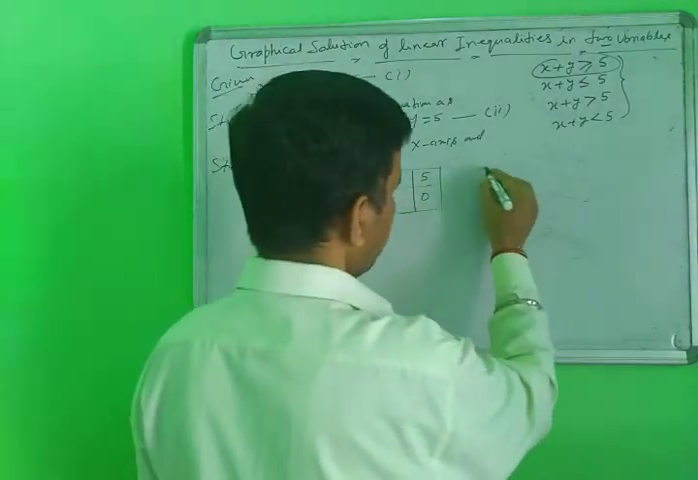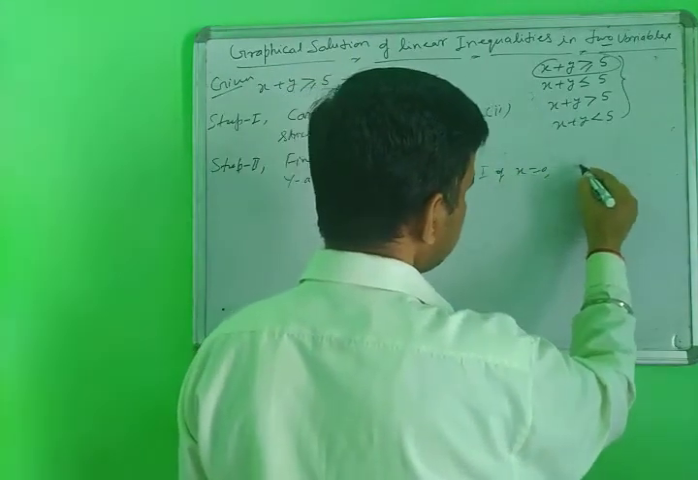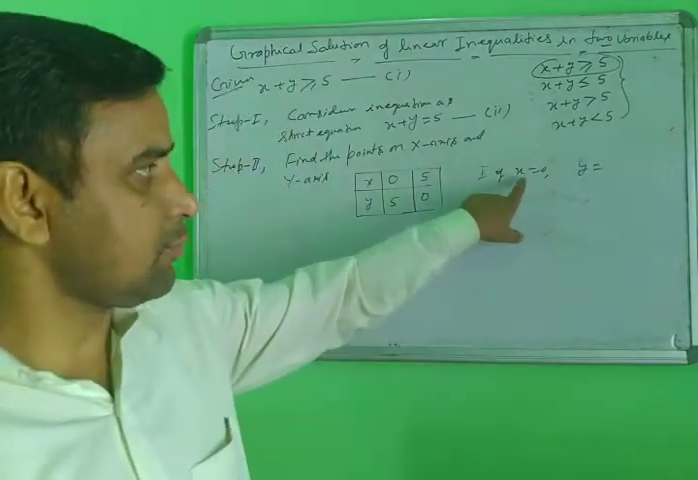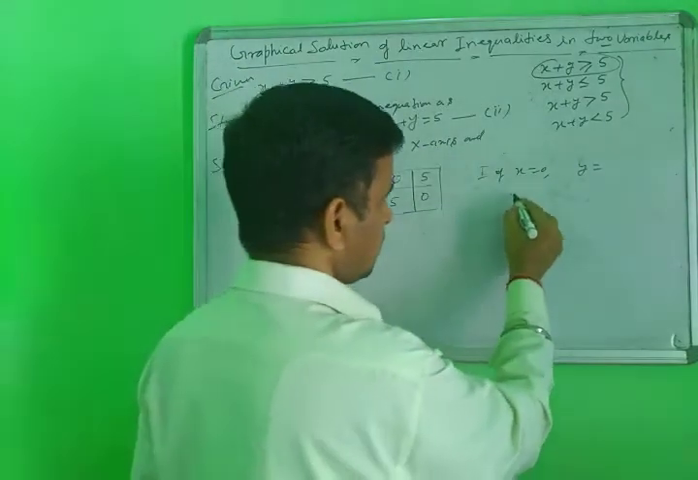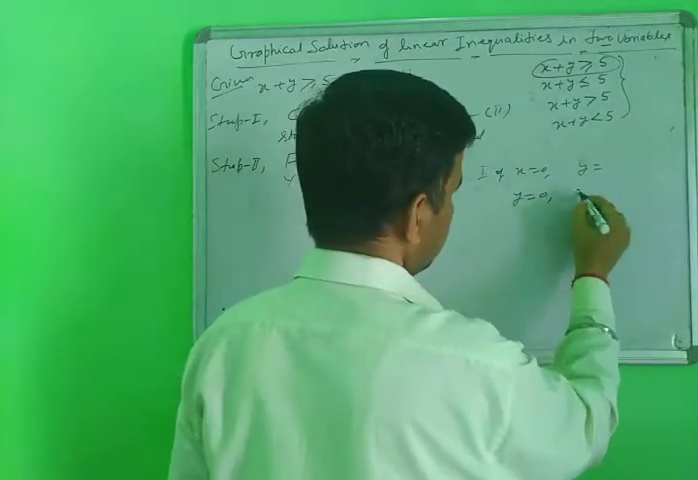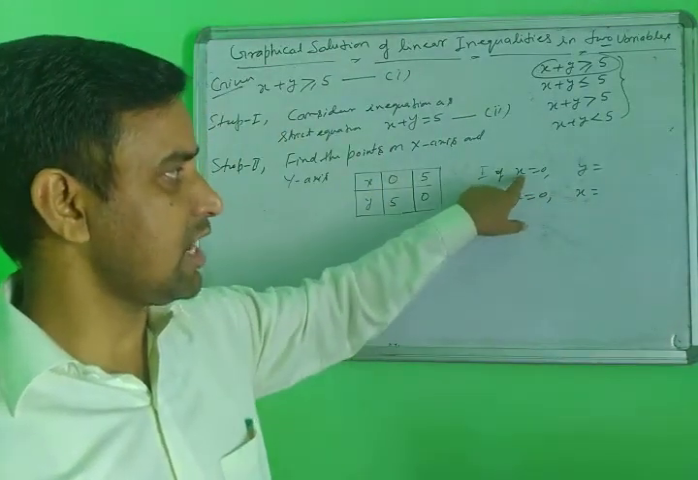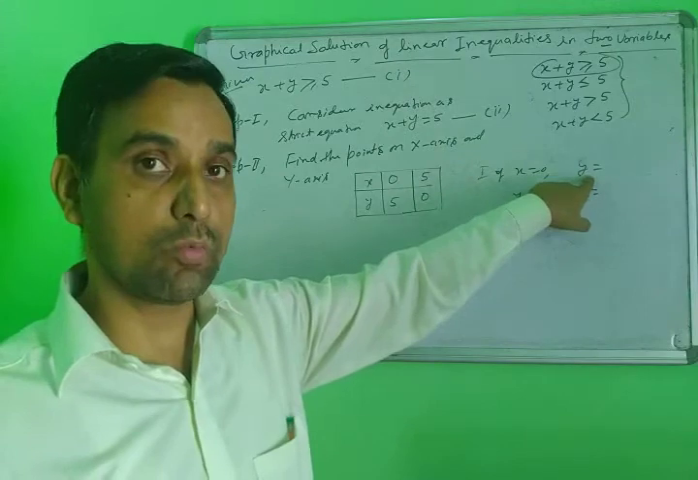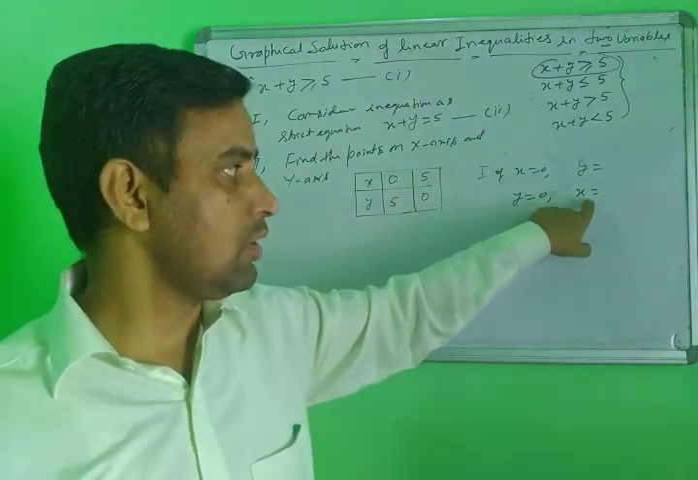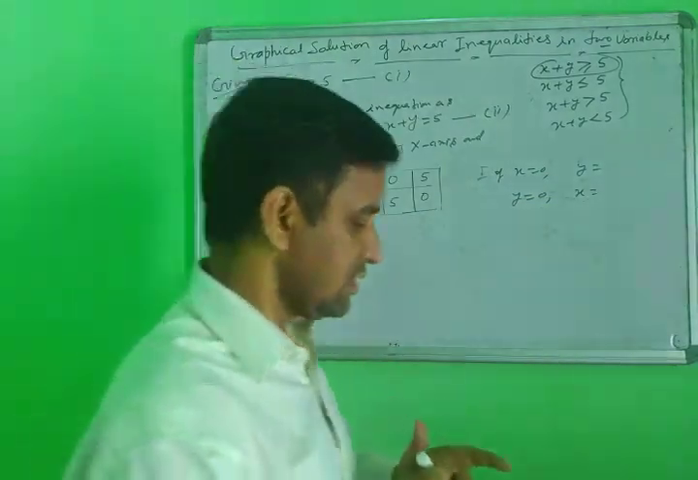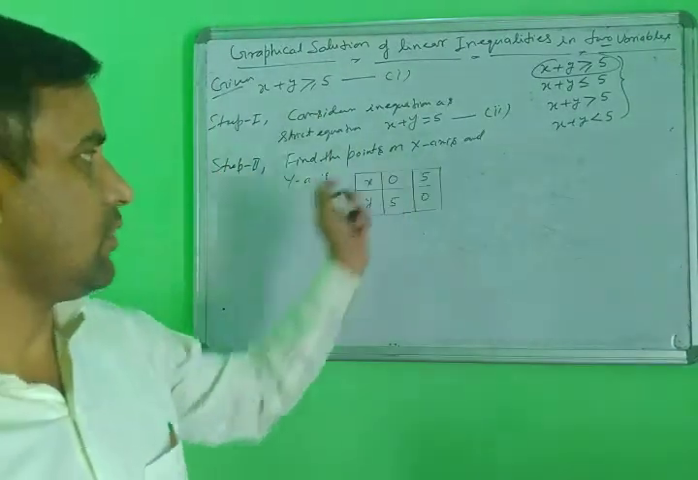If you are putting x equal to 0, that means you are finding the value on the y-axis. Suppose you are putting the value of y equal to 0, then you are finding the value on the x-axis. So x equal to 0 means you are finding the value on the y-axis, or y equal to 0 means you are finding the value on the x-axis. In this way you always find the values on the x-axis and y-axis.